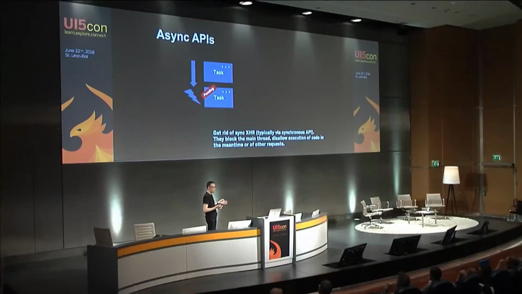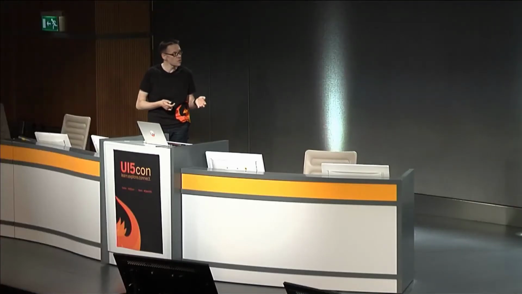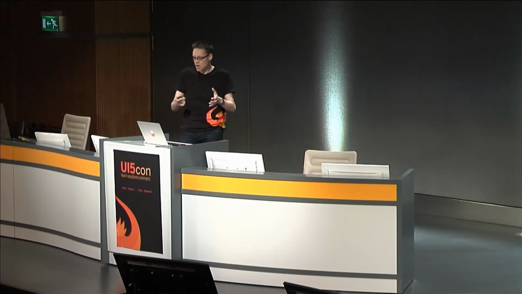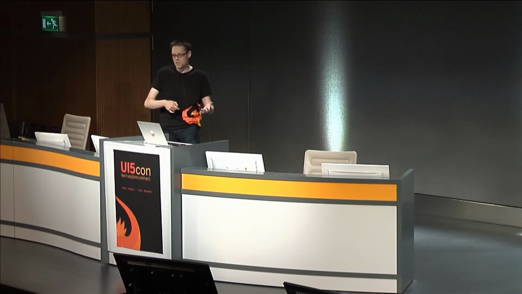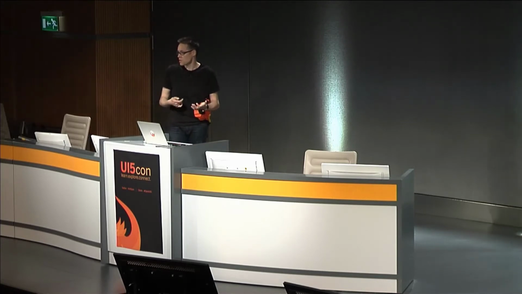I don't want to go much into detail why we all should rather use async APIs than sync ones, but just to recall, we all need to get rid of synchronous XHR. And that comes along usually with synchronous API. And that just blocks the main thread. You cannot execute code in the meantime. You cannot do other requests. Content security policy doesn't really work because you need a script execution, all that kind of stuff. So that's legacy.